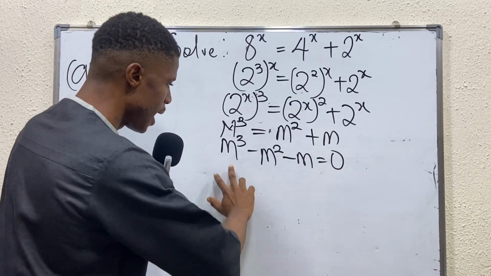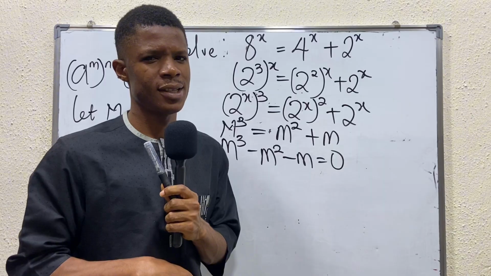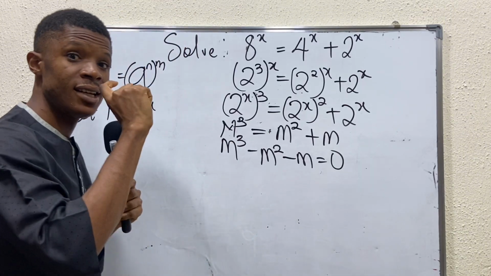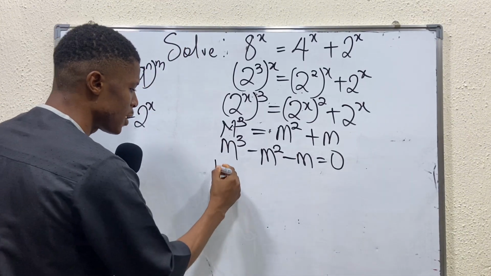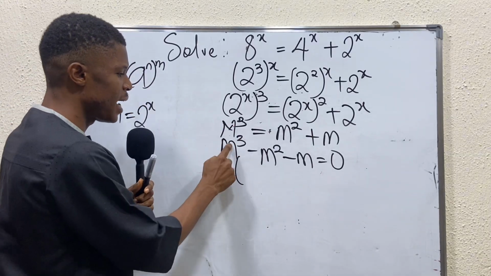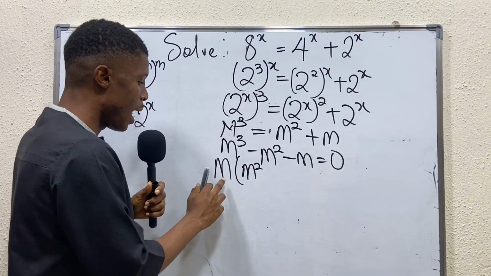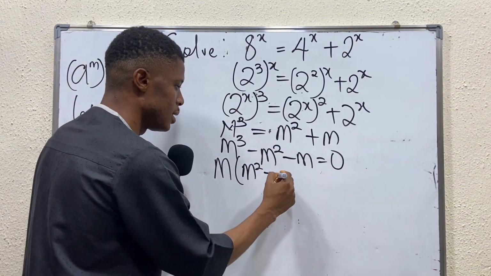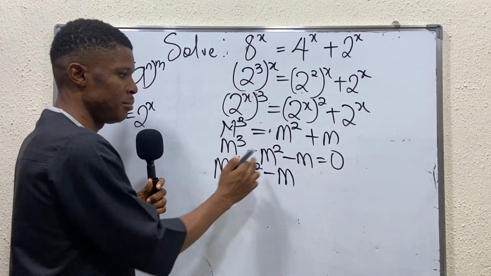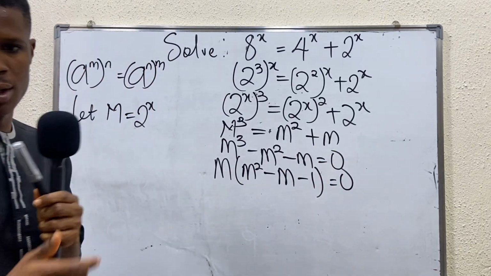If you look well, m is common in the 3 terms, so you can factorize. We factorize the least, which is the m. So if you factor out m, what do you have left? m divided into m cubed, you are left with m squared, right? m divided into m squared, you are left with m, and m divided by itself, you are left with 1, and that's equal to 0.